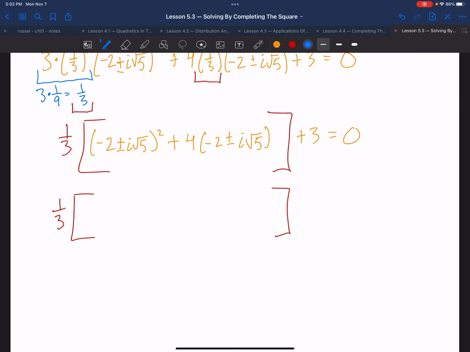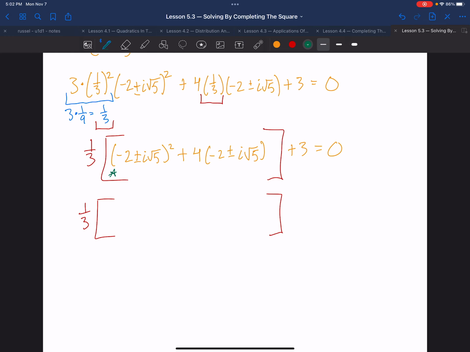Let's write a little stipulation. Let's switch to green. This fella right here. Okay? Or maybe I'll do like a little star. This guy, I'm going to move over here. Negative 2 plus or minus i root 5 squared is negative 2 plus or minus i root 5 times itself.